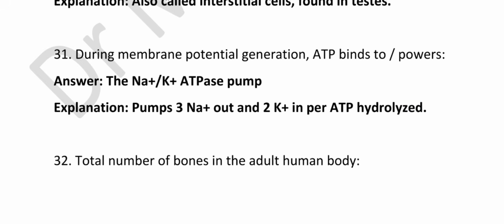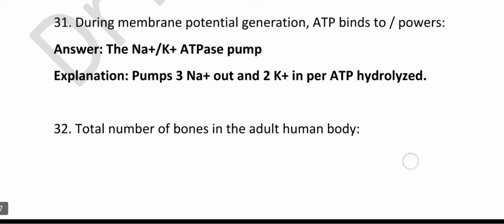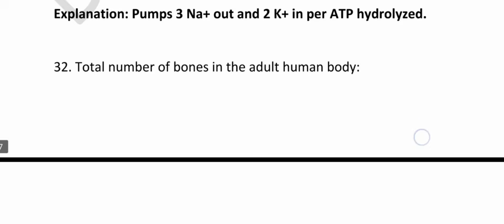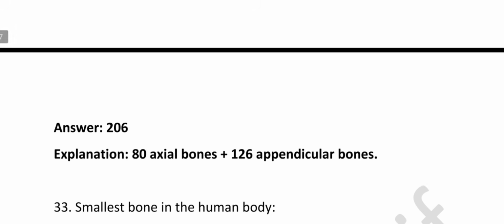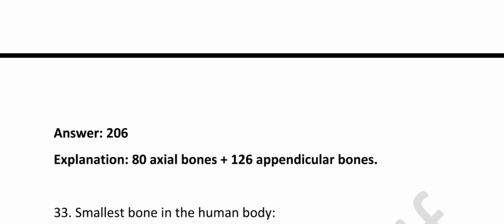During membrane potential generation, ATP binds to the sodium-potassium ATPase pump, which pumps 3 sodium out and 2 potassium in per ATP hydrolyzed. Total number of bones in the adult human body is 206, and if we break this down, we have 80 axial bones and 126 appendicular bones.